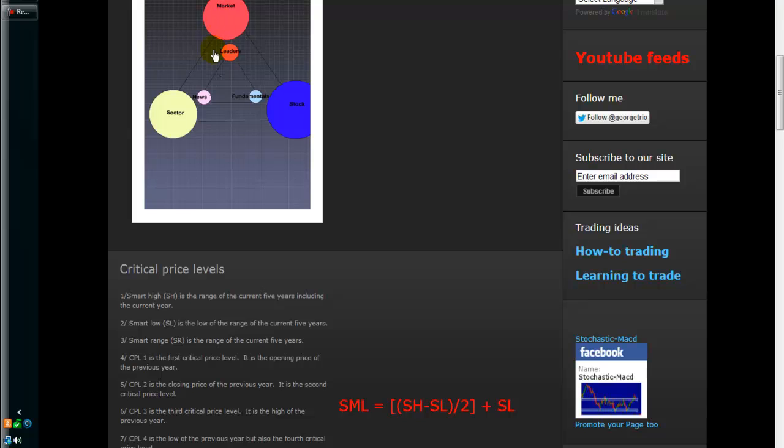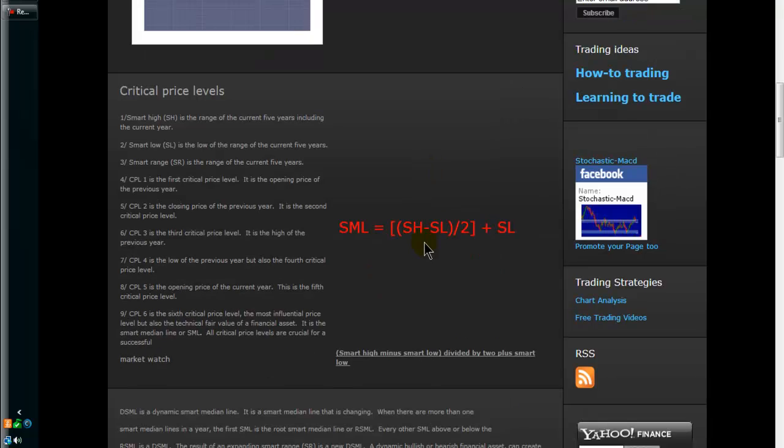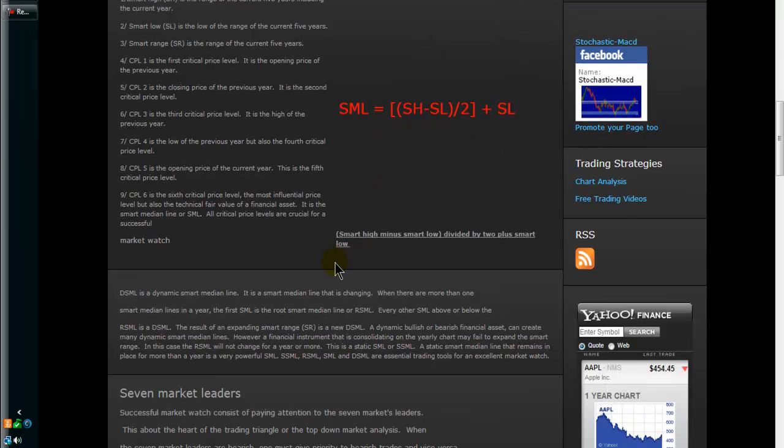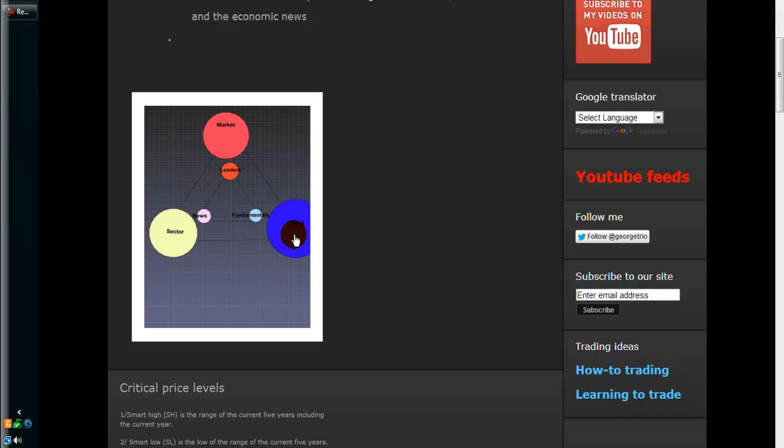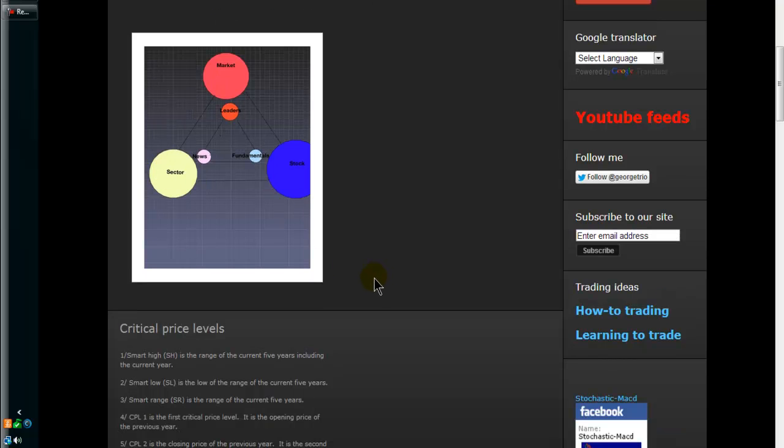We have the market, the sector, before the individual financial instrument. Inside the biggest triangle, we have a smaller triangle. This is what I call the heart of the trading triangle: the leaders, the news, and the fundamentals. Though professionals are using their trading systems and their trading tools, they are always using them within the parameters of this trading triangle. They do not want to violate this order, so they can make excellent decisions.